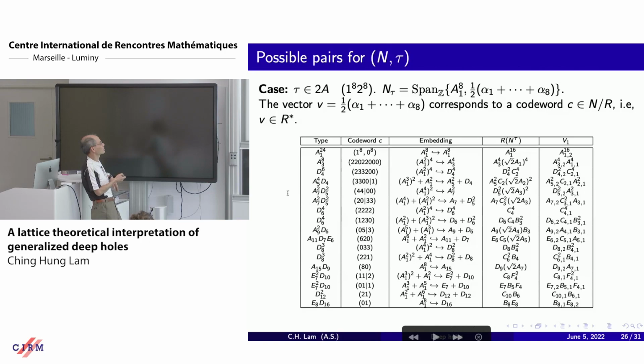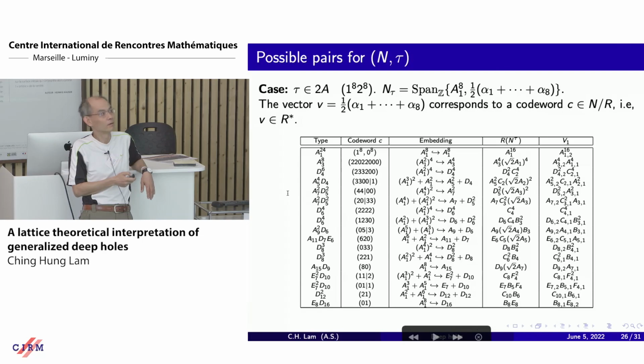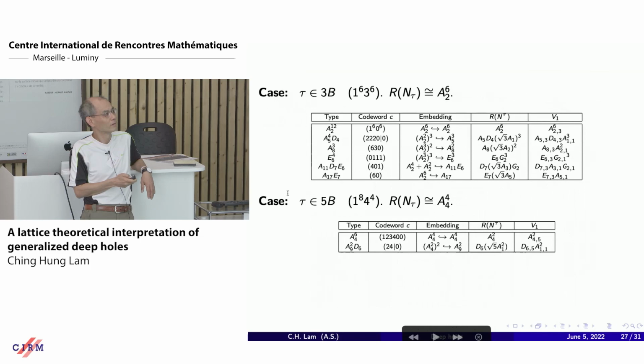And then by using the quotient diagram, I can say how it embeds inside, and then you can actually determine what the weight one space will be. N and tau will actually fix this weight one space, so they're just right here. And then for example, if you have 3B, then you have A2 to the 6, then you just need to know how those kinds of things embed. Once you have the embedding, the quotient diagram will tell you what the Lie algebra is. And basically you just do this.